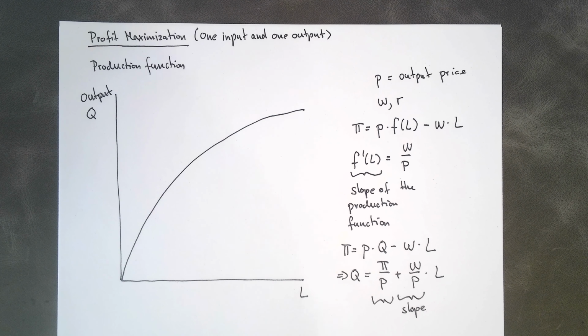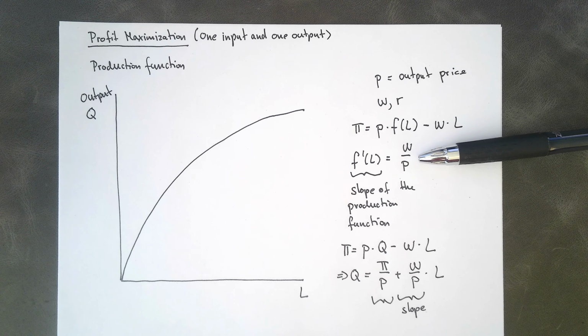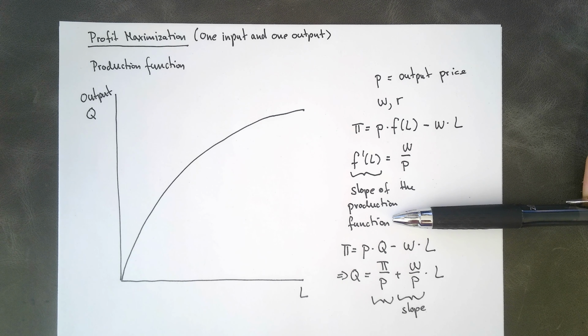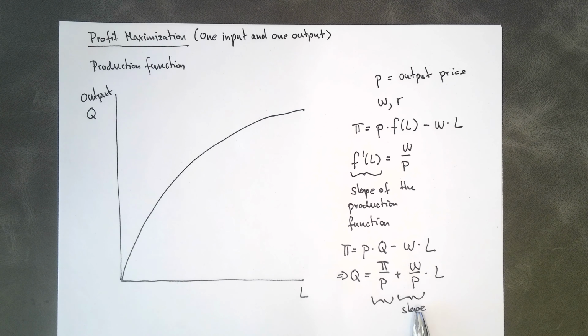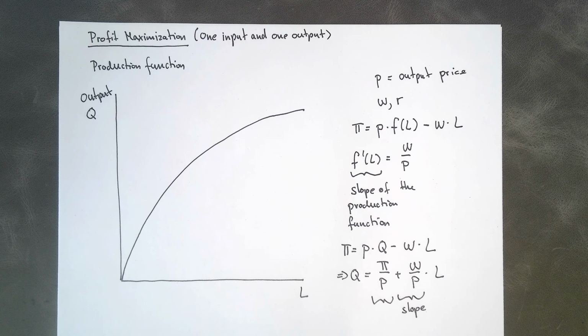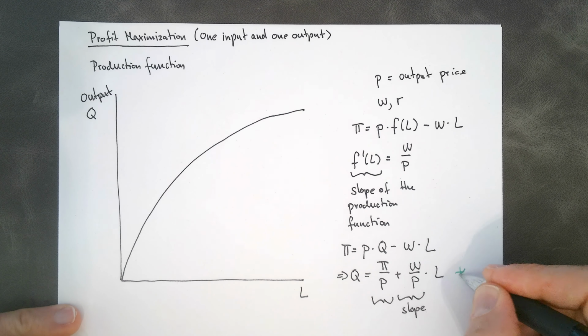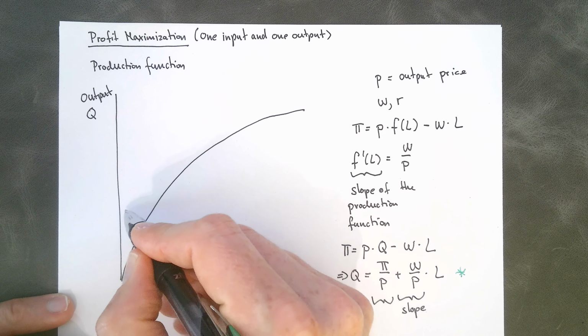So note what we now have is the following. It says that the profit maximizing output is where the slope of the production function is equal to W over P. Here we have taken the profit function and solved it in terms of Q. Now think about this function here, where we actually have a straight line.